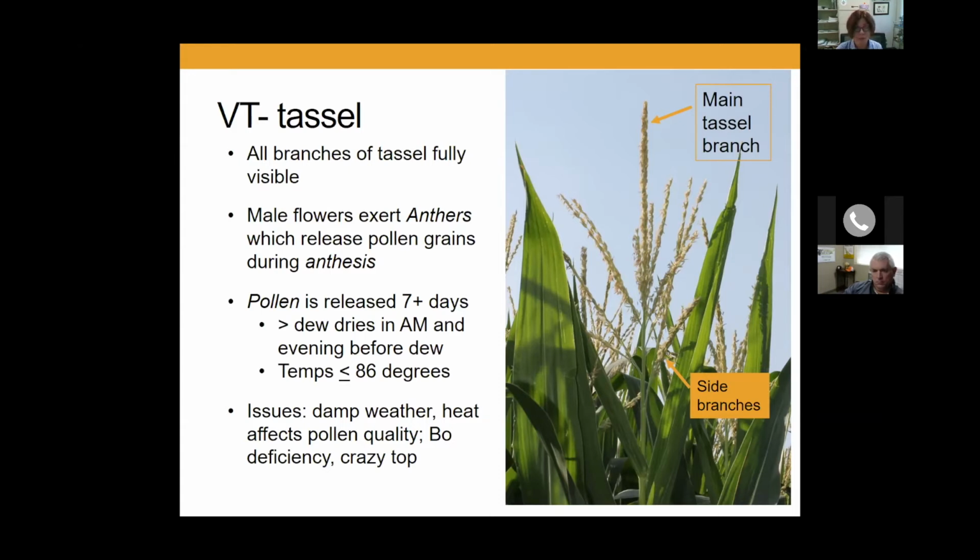So continued wet weather can reduce the amount of pollen shed. And if you've got silks that are waiting and the pollen isn't there, sometimes they're not syncing up right. That can sometimes cause some pollination problems. Heat, really high temperatures in particular, can affect the viability of pollen and make it sterile. I know severe boron deficiencies sometimes delay the tassel emergence, and sometimes the silks and the tassel won't come out at the same time. So different things can impact tasseling and potentially pollen release.